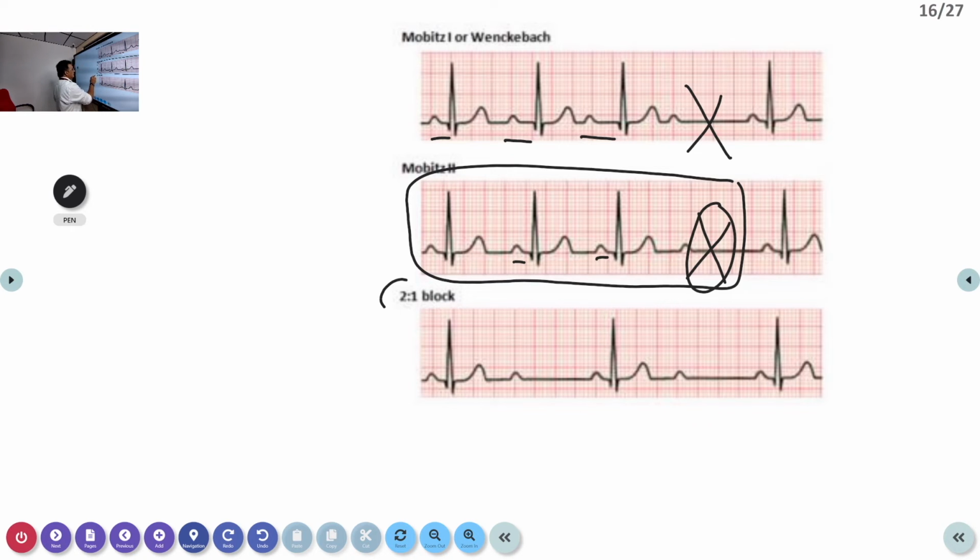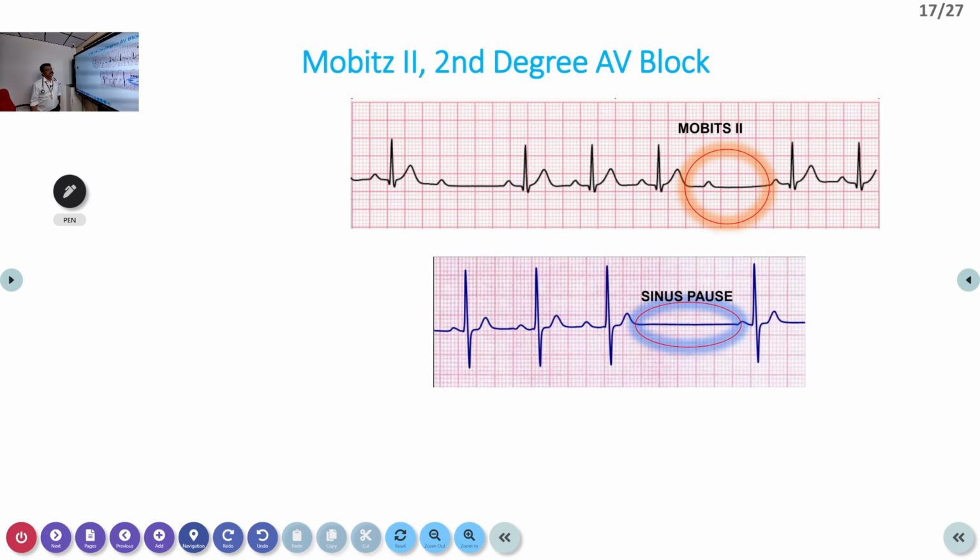But high degree second degree heart block means second degree heart block, high grade. High grade means, so here you can see there is a PR interval, here QRS is missing. This is a normal complex, here QRS is missing. So this is 2:1 or high grade second degree heart block. Okay. So it's a high grade second degree heart block. It just mimics a complete heart block. So it is almost complete heart block, but it is not complete heart block according to ECG criteria.